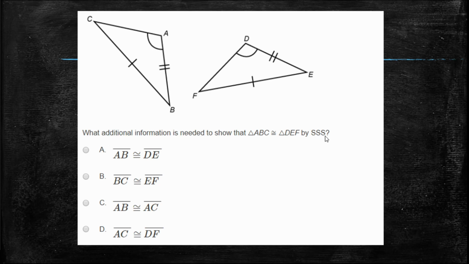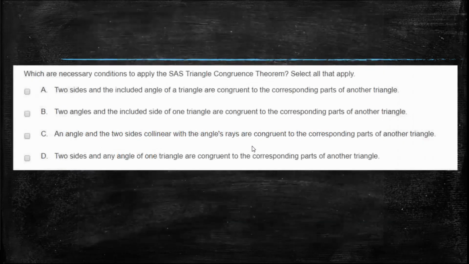Be careful here. This is asking for side, side, side congruency criterion. So that means these angles being congruent really isn't going to help you because we're not looking at any kind of angle congruency. So select all that apply for this one.